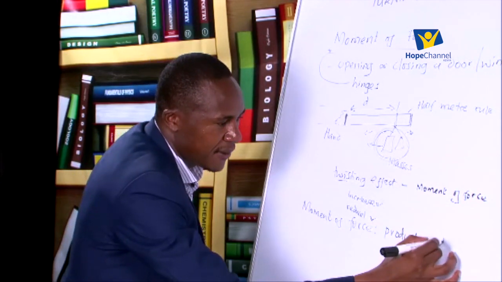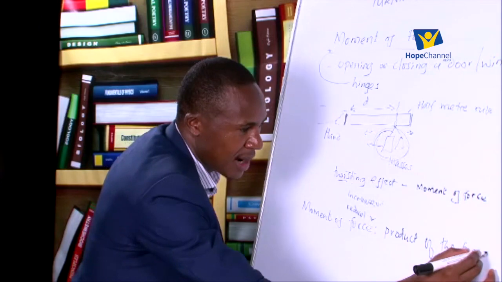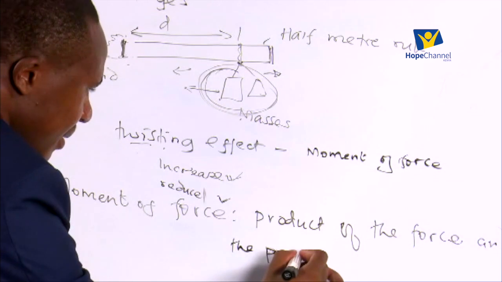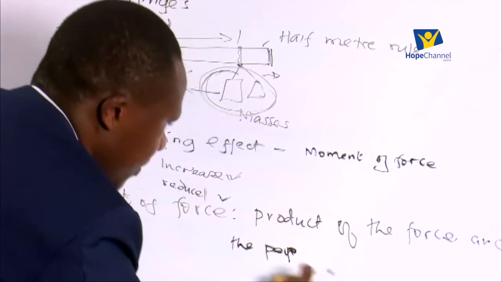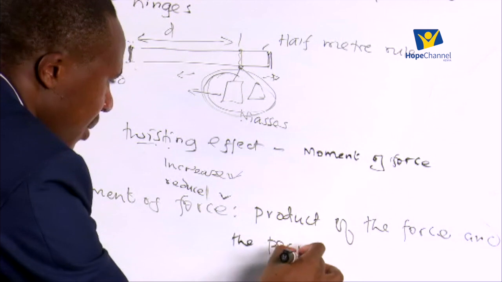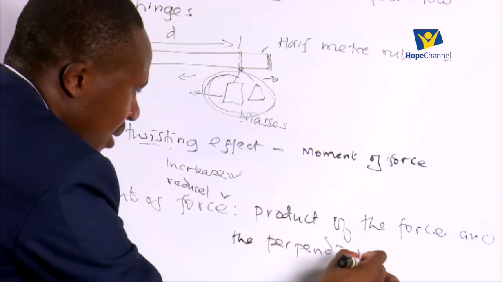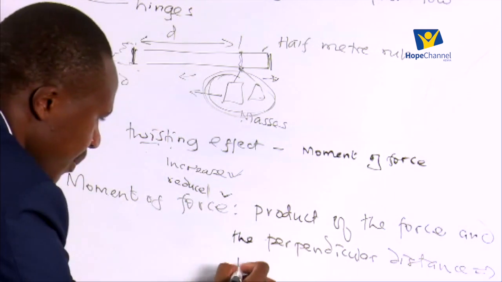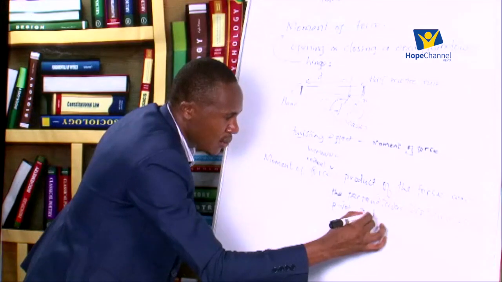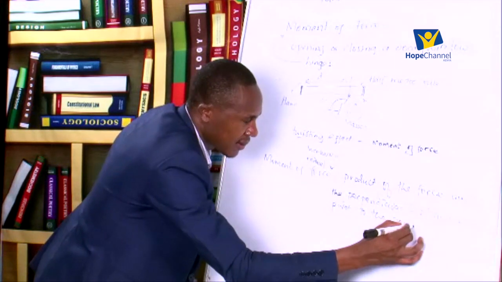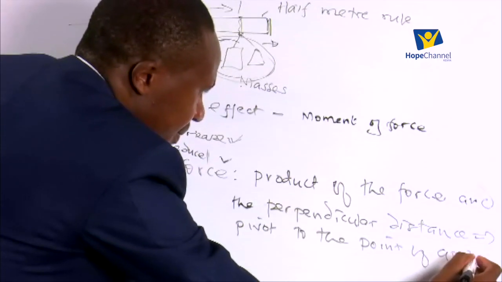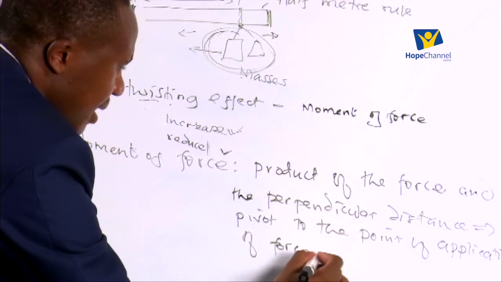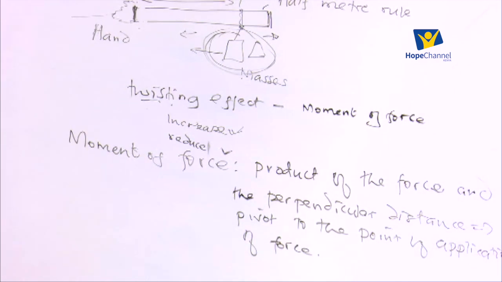So we say the moment of force is defined as the product of the force itself, the force applied, and the perpendicular distance. This perpendicular distance is usually from the pivot to the point of application of the force. That is the simplest definition we can have for the moment of the force.